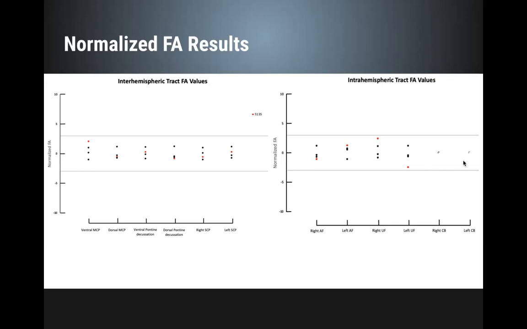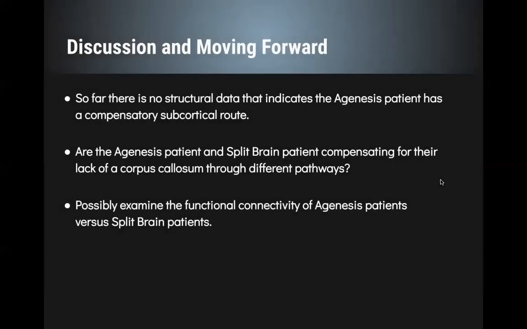And once we get our cingulum data, we shouldn't see the lower FA score for the right cingulum, because in the 2019 paper that was most likely because of damage done during the surgery. So there's no structural data here that indicates the agenesis patient has a compensatory subcortical route for interhemispheric communication.